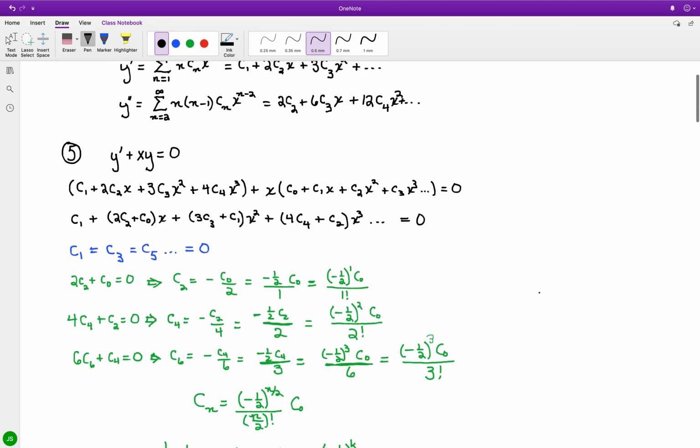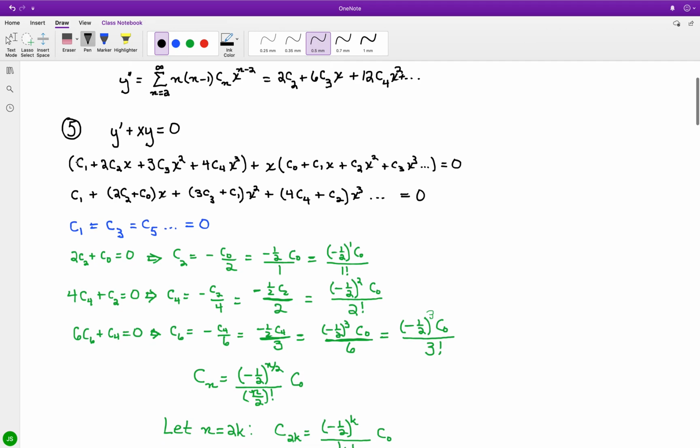In this particular setup, you have y prime, you have c of 1 all the way up to 4c of 4 x cubed and beyond, plus x times y, and you have c naught plus c1 x plus c2 x squared plus c of 3 x cubed. Combining like order terms, the standalone constants will be c of 1. For the first degree x terms, the coefficient is 2c of 2 plus c naught. For the x squared terms, I have 3c of 3 and c of 1.